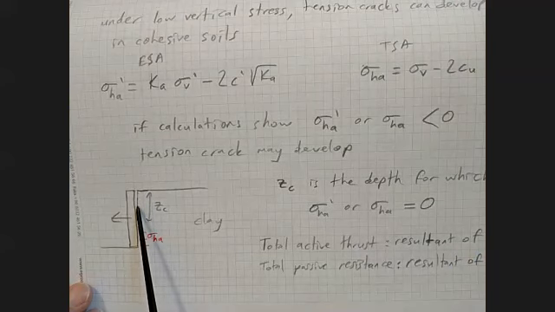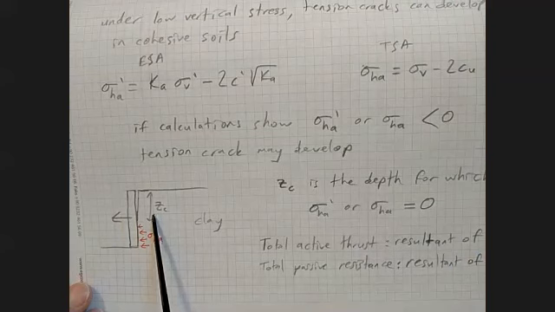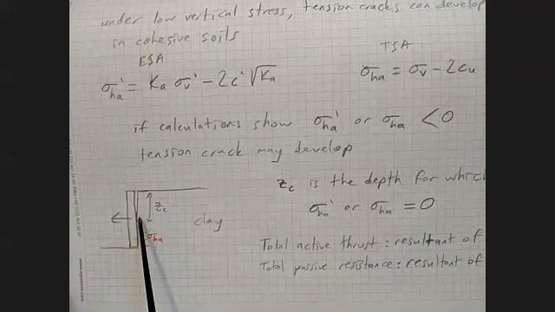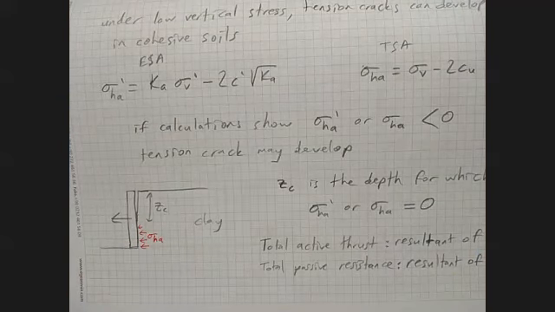In cohesive soils, the soil and wall can separate. It's called a tension crack. And it happens only in active mode because the soil prefers to do this rather than having to carry tension with its particulate structure.